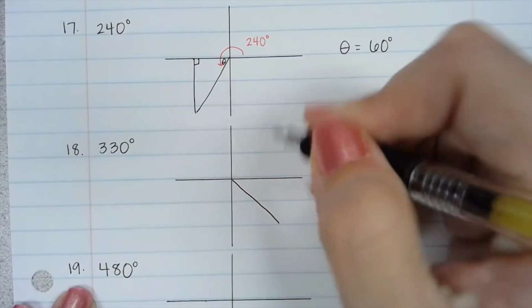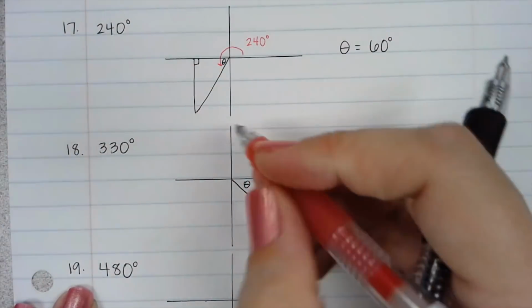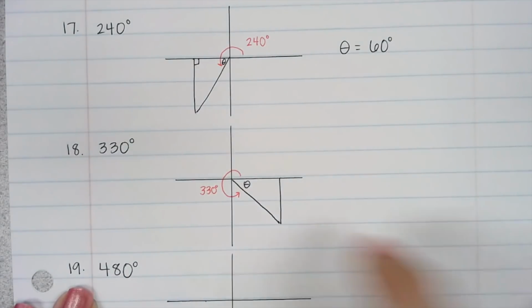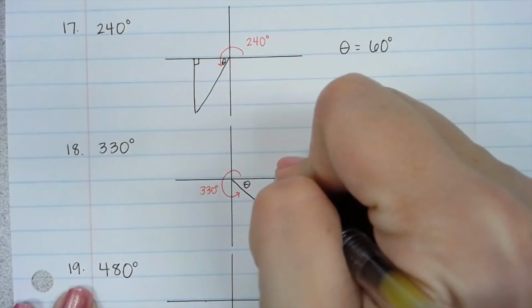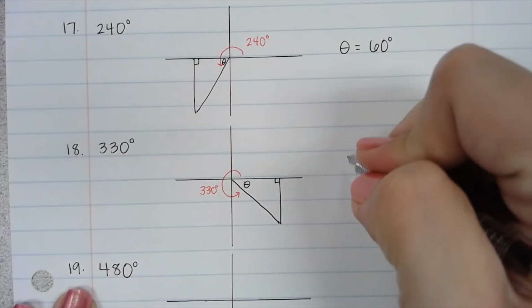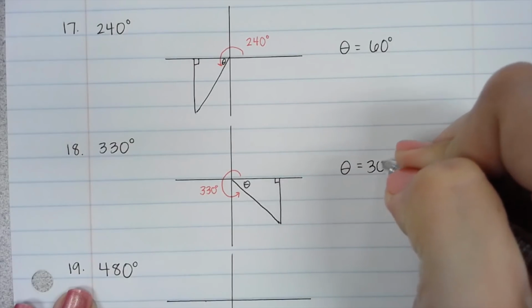330 is almost all the way around. So this right here, that's my 330 degree angle. It had just 30 left to go to get back to 360, and so this remaining piece right here, that's my reference angle. So for this one, my theta, my reference angle, would be 30 degrees.